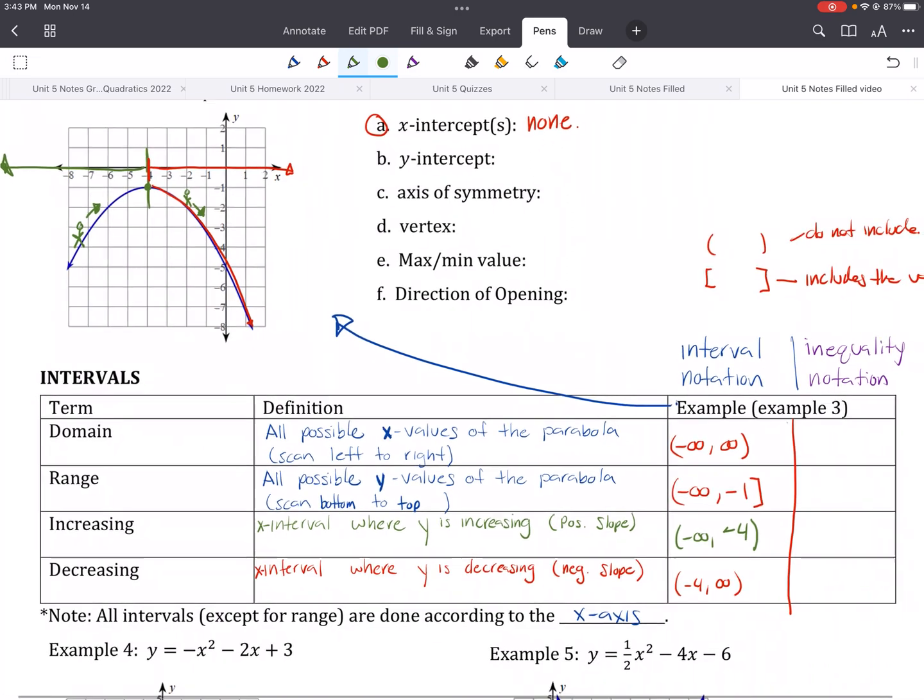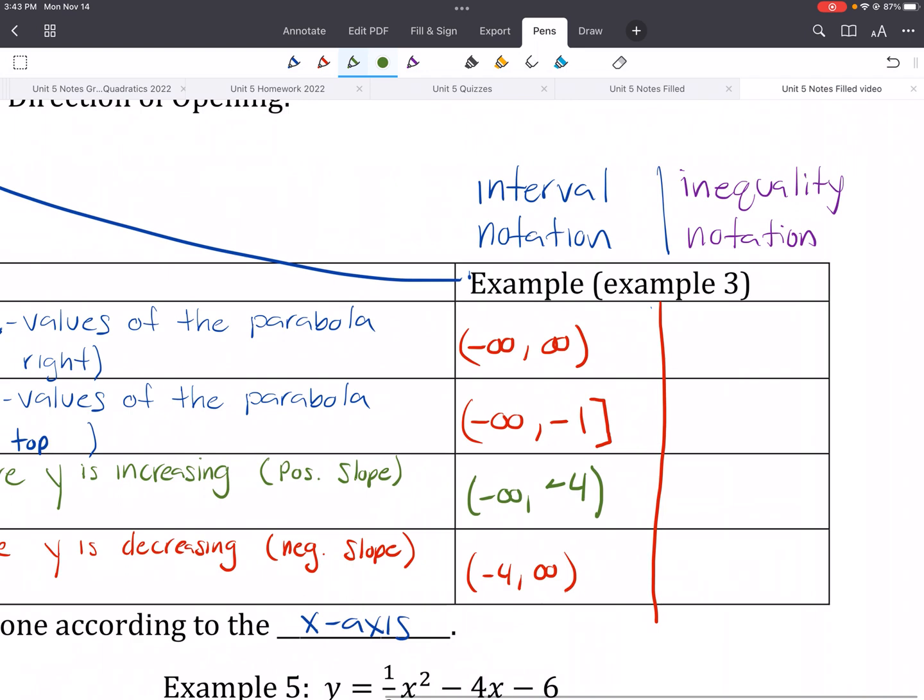All right, next we need to touch really quickly on inequality notation. Inequality notation is things like less than or equal to, greater than or equal to. So we can also write down these intervals using inequality notation. For a domain, it would start at -infinity to infinity, and x would be in between those two. So it's all x values between -infinity and infinity, and that's everything, right?